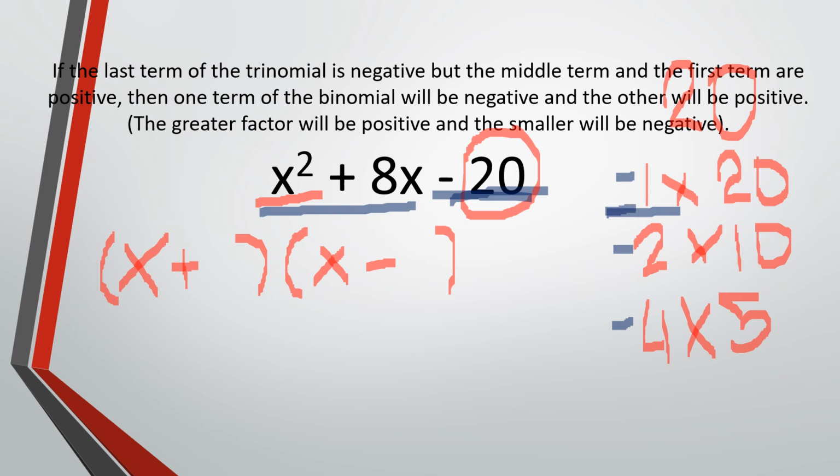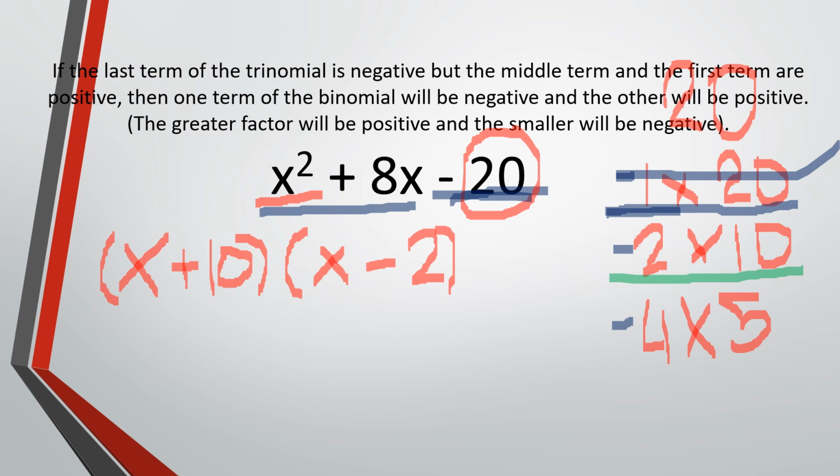Now, if you have negative 1 and you add 20, the answer is positive 19. So this is eliminated. Now, if you have negative 2 and add positive 10, the answer is positive 8, which is our middle term. So therefore, we have negative 2 and positive 10.